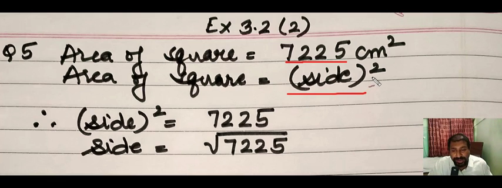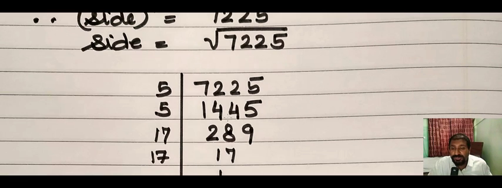And we know that the area of the square is equal to how much? The side whole square. Now we can equate both of them. Since both of them are representing the same area, on equating we can find this relation. And as I said to you, the square and square root are just inverse or reciprocal of each other. So the side will be equal to the square root of this 7,225.